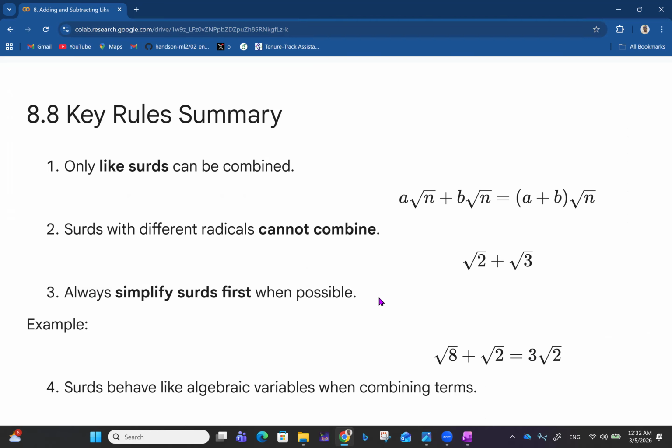Always simplify surds first when possible. If you have a case where the surd is not in simplified form, you have to simplify first, like root 8 is the same thing as 2 root 2, before you can then add that to root 2 to give you 3 root 2. Then surds behave like algebraic variables when combining terms.